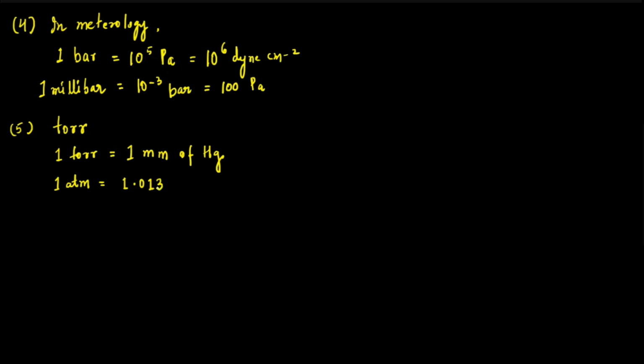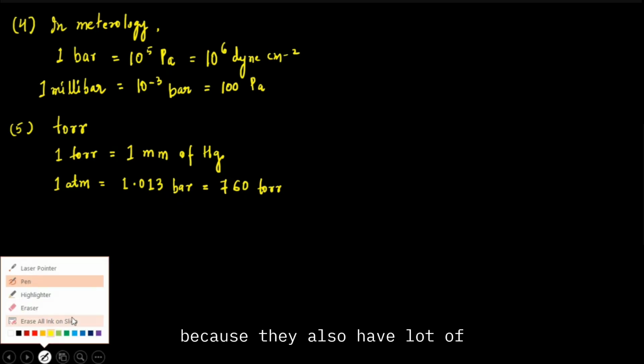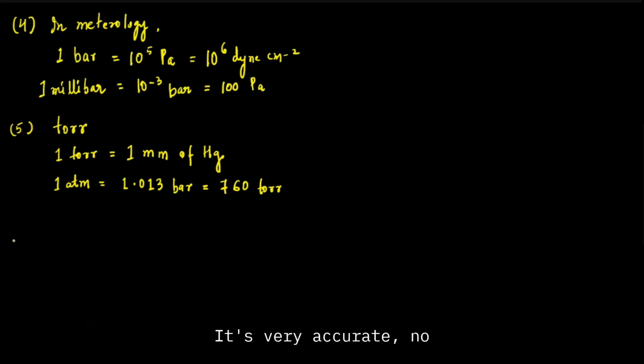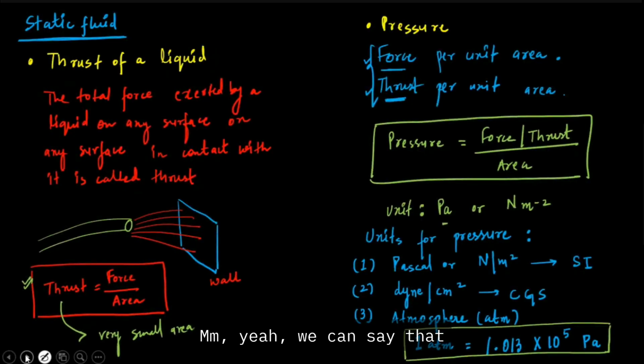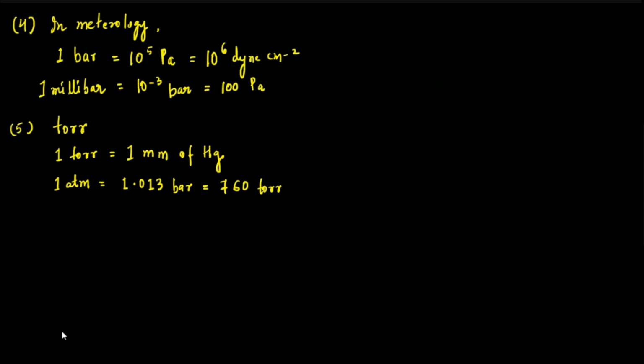Which unit, sir? Mm of Hg, that is mm of mercury. No, we never use that. Did you ever use those old thermometers? No, I've never used mercury. Have you seen those thermometers? Yeah, I think my dad had one. Okay, it's very dangerous though. Yeah, it is. But in earlier days, we had only that. It's very accurate, no? Yeah, we can say that, but the thermometers we are using right now are platinum resistance thermometers and they are also very accurate. Oh, no problem with the accuracy.